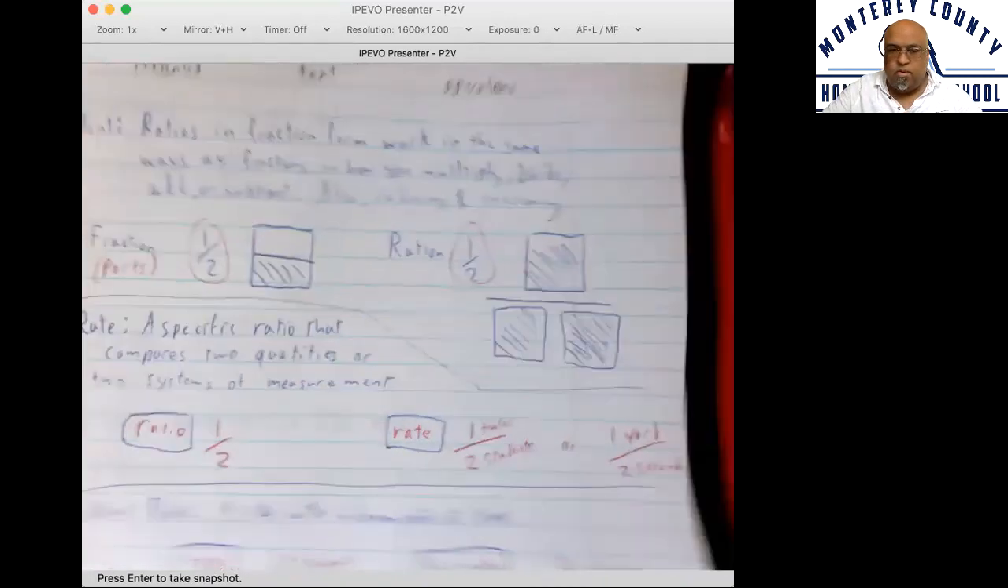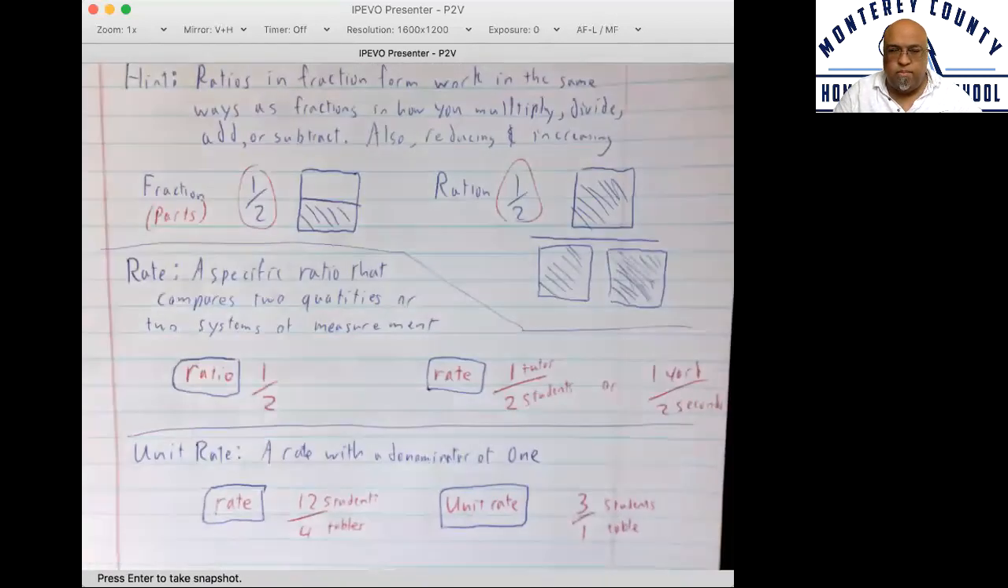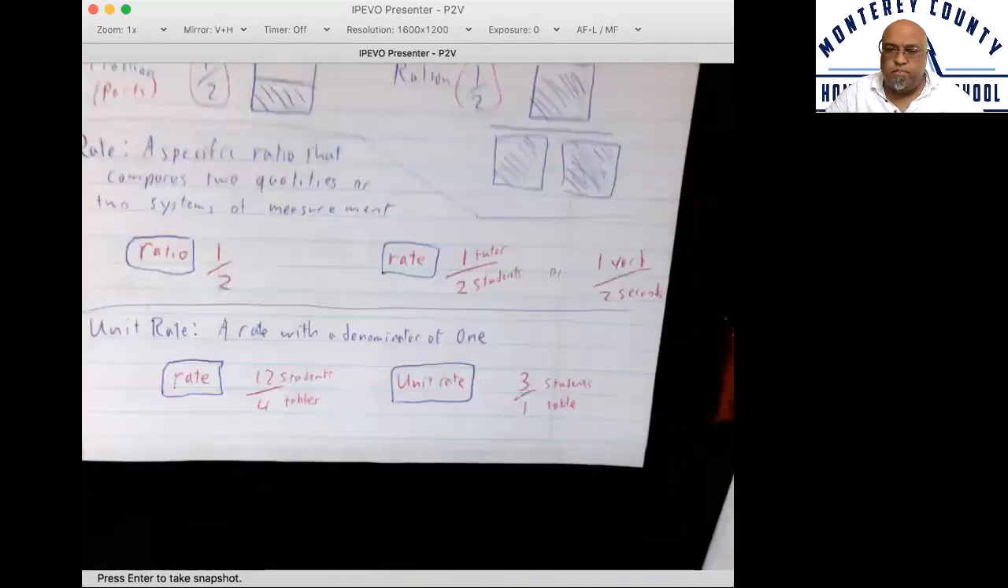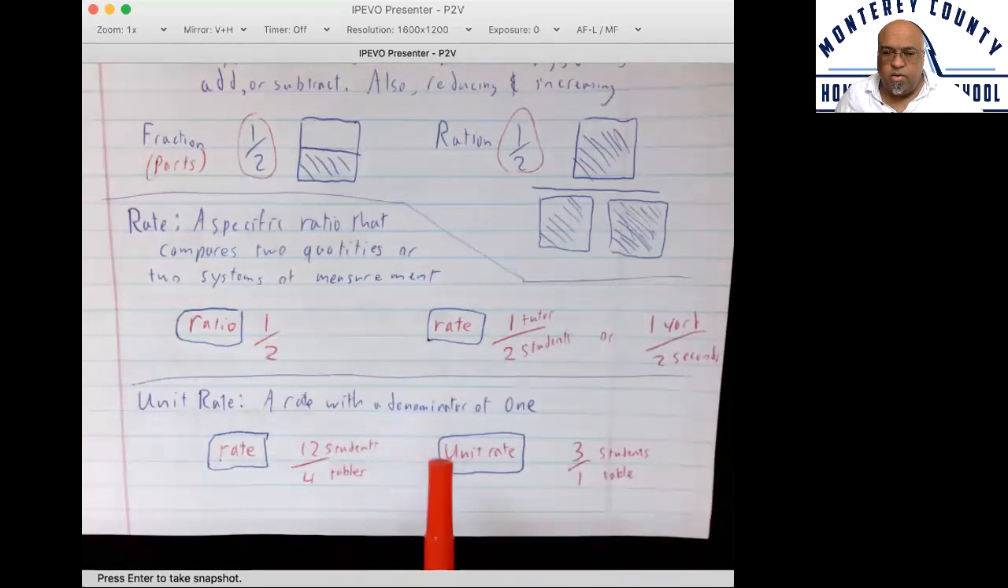Now, I want to go into what a unit rate is. A unit rate is a rate with a denominator of 1. Now, let's take a look. Here's a rate. Let's say that there's 12 students for every 4 tables in a specific school group setting. A unit rate would be that there are 3 students at every 1 table.